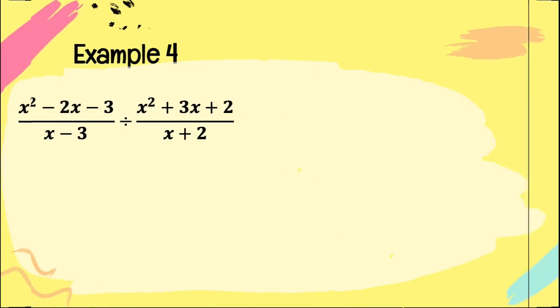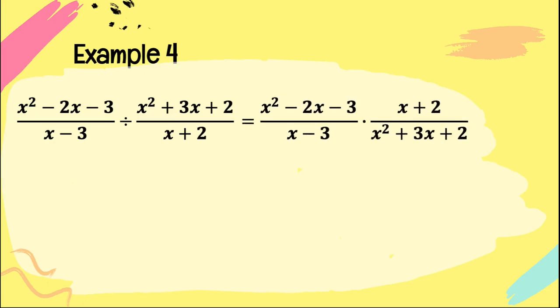Next, for the fourth example, (x squared minus 2x minus 3) over (x minus 3) divided by (x squared plus 3x plus 2) over 5. Again, your first step is to write the equivalent multiplication statement, getting the reciprocal of the second fraction, which is (x squared minus 2x minus 3) over (x minus 3) times (x plus 2) over (x squared plus 3x plus 2).